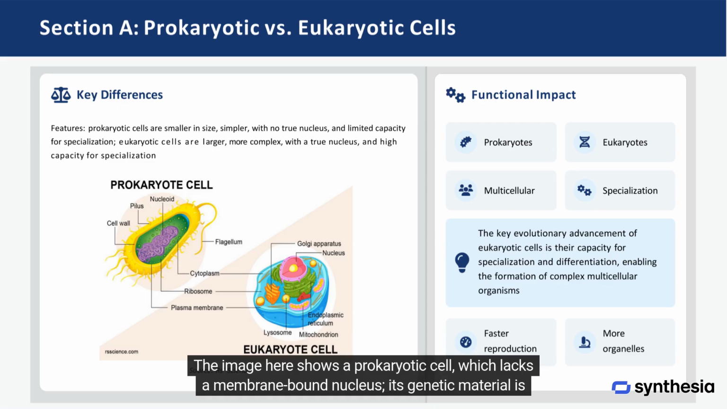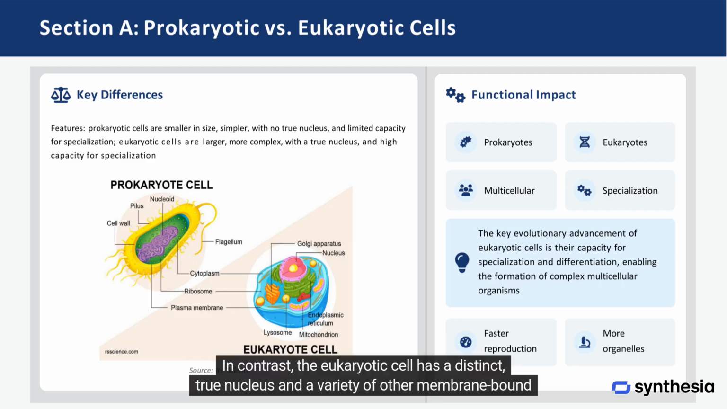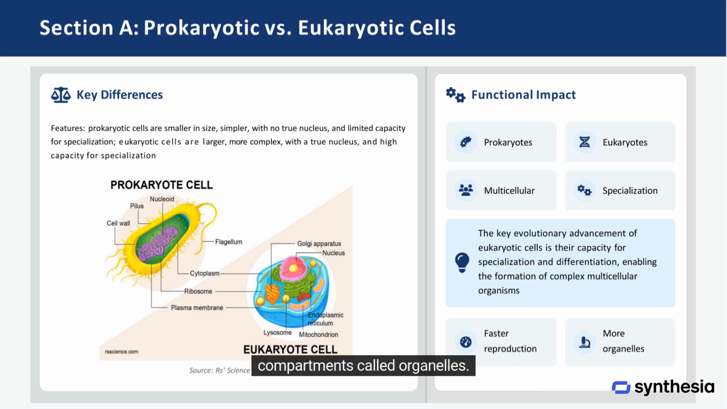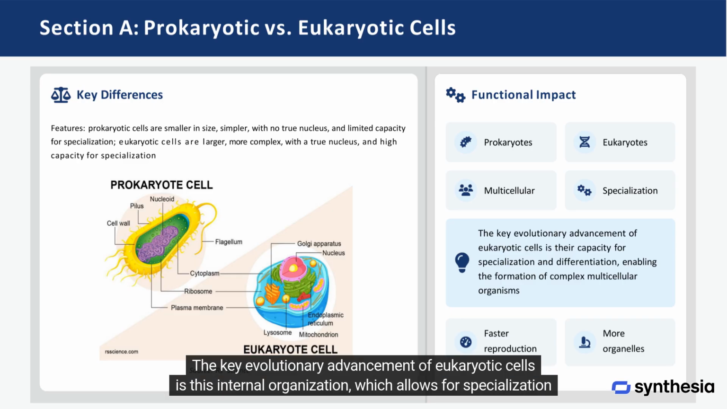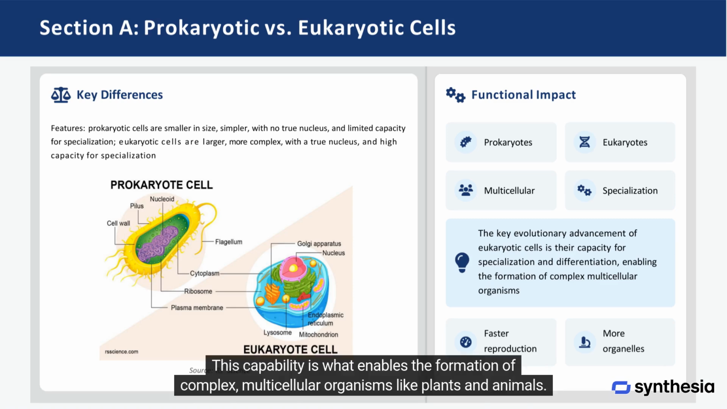The image here shows a prokaryotic cell which lacks a membrane-bound nucleus. Its genetic material is located in a region called the nucleoid. In contrast, the eukaryotic cell has a distinct true nucleus and a variety of other membrane-bound compartments called organelles. This structural difference has a massive functional impact. The key evolutionary advancement of eukaryotic cells is this internal organization, which allows for specialization and differentiation. This capability is what enables the formation of complex multicellular organisms like plants and animals.